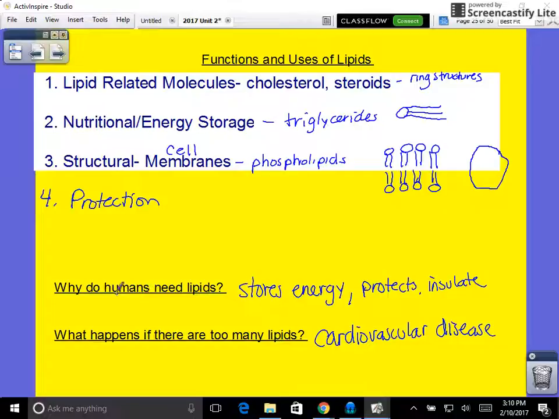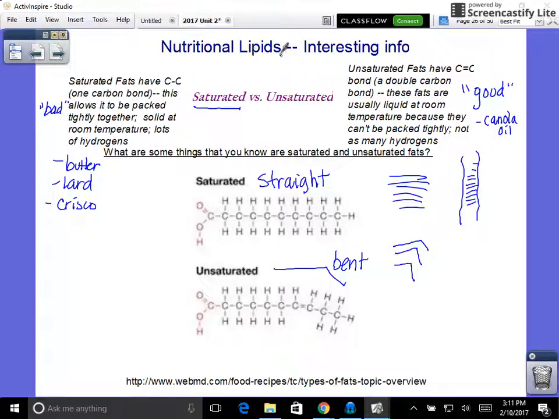Two questions you should be able to answer: why do humans need lipids? You can look back up here and say you need them for all of these different things. They're an important part of membranes, protection, and energy. There are several different functions. But it isn't a good thing to have too many lipids. That could lead to cardiovascular disease. And while we're on that topic, there's a difference between saturated and unsaturated fats.